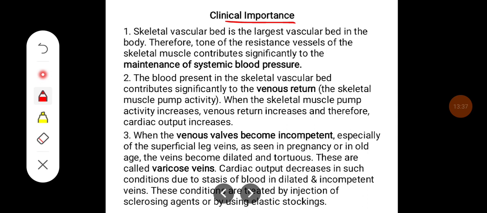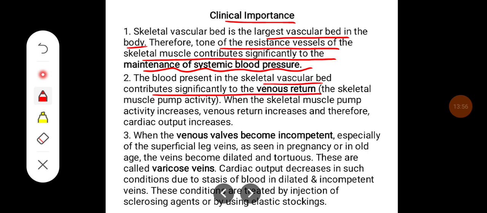Clinical importance. The skeletal vascular bed is the largest vascular bed in the body. Therefore, the tone of resistance vessels of the skeletal muscle contributes significantly to the maintenance of systemic blood pressure. The blood present in the skeletal vascular bed contributes significantly to the venous return, that is the skeletal muscle pump activity. When the skeletal muscle pump activity increases, venous return increases, and therefore cardiac output increases.